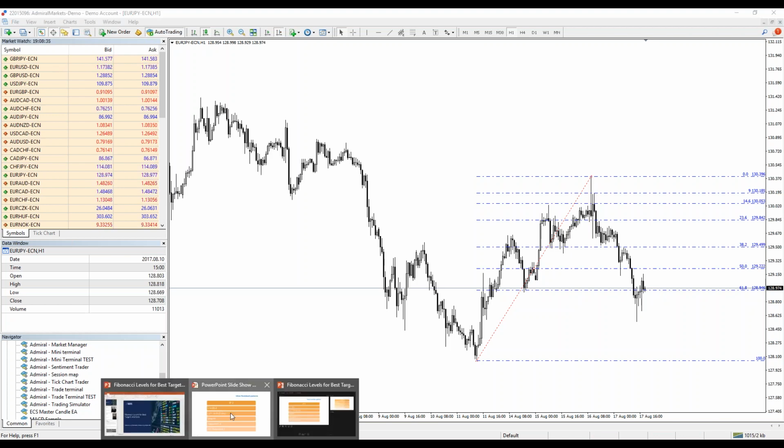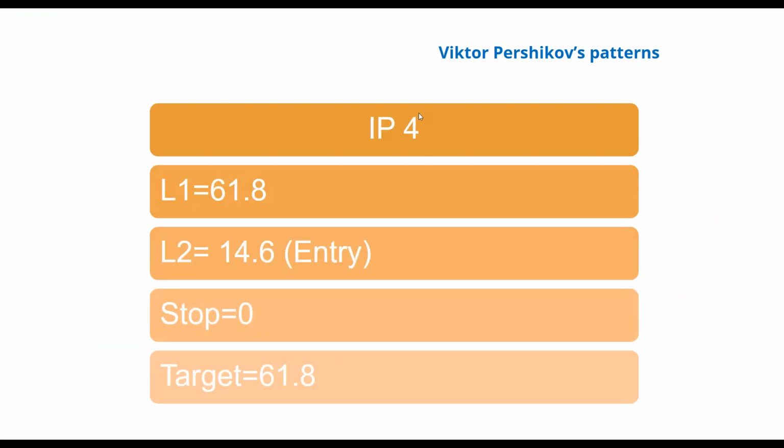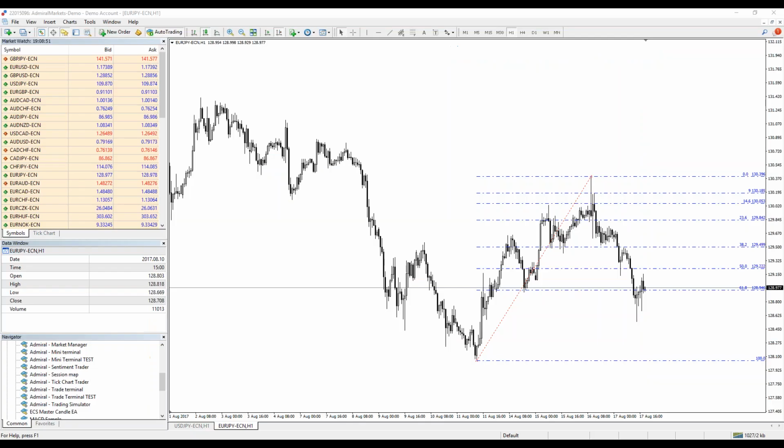Okay, so I will repeat this again if anything is not clear. Then we have, I forgot to put IP3, but I will do this. The final pattern is IP4. It's 61.8 at 14.6. So the price needs to hit 61.8, okay? Then it needs to get to 14.6 and drop again. I will write down these patterns, and now I will add IP3, that is also important.